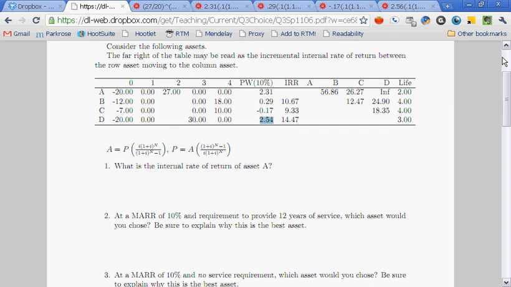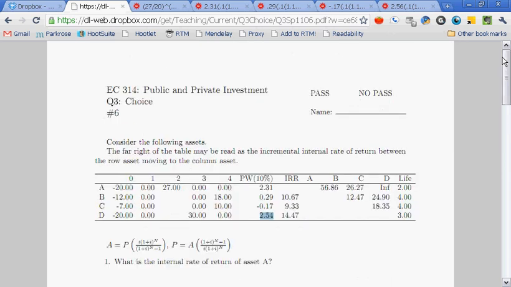Well, that's the explainer for question number 3, version 6, in spring of 2011.